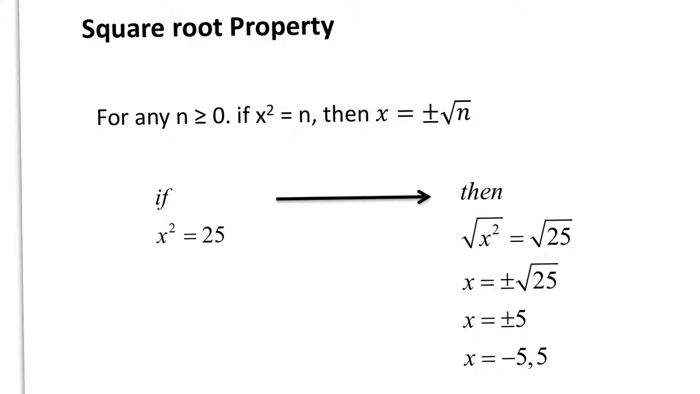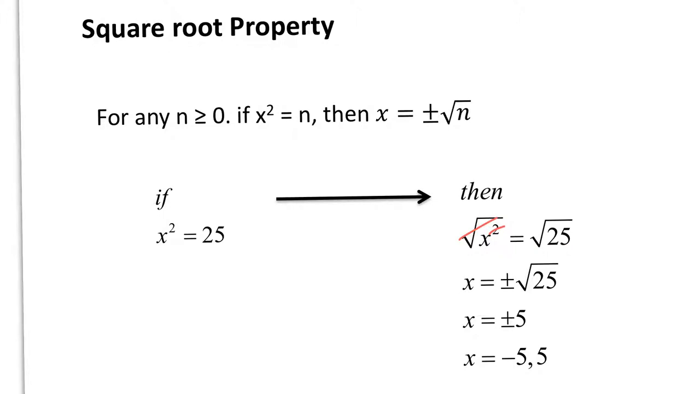Remember that if you have a number and you want to solve for x, so for example, x squared equals 25, and you want to get rid of the squared, well, you can take the square root of the x squared, and the square root and the square cancel. So you keep the x, but whatever you do to one side, you have to do to the other side. So you're going to take the square root of the right side.